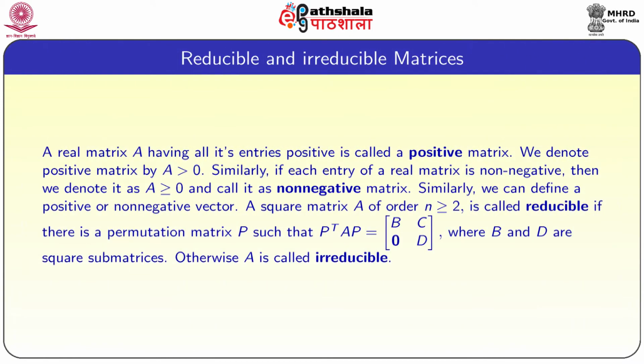A square matrix A of order n greater than or equal to 2 is called reducible if there is a permutation matrix P such that P transpose AP is equal to [B C; 0 D], where 0 is the zero matrix of suitable size and where B and D are square submatrices. If you cannot express it like this, then A is called an irreducible matrix.